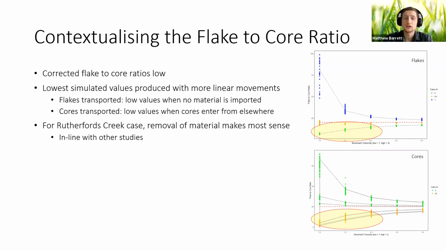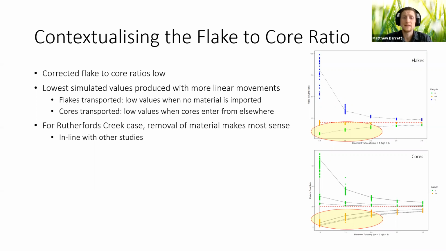In the case of flake transport, low values only occur when no material or little material is imported, but instead flakes are predominantly leaving the window. If cores are targeted, low values only occur when cores are brought in from elsewhere, when material enters the window. So we've now got a sense of how different combinations of movement and artifact import and export impact the flake to core ratio, all while holding cobble size and reduction intensity constant.